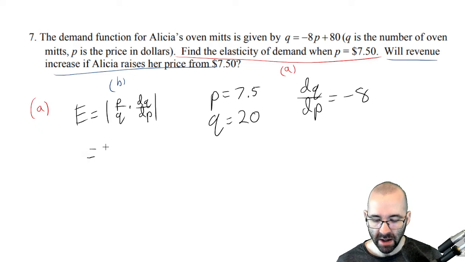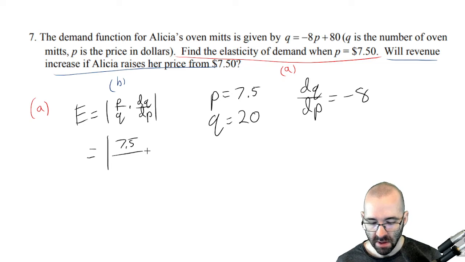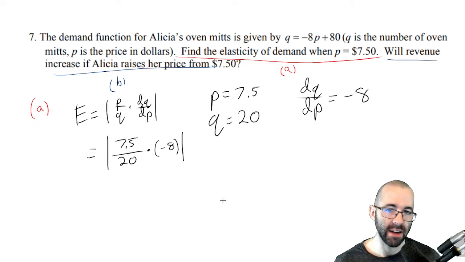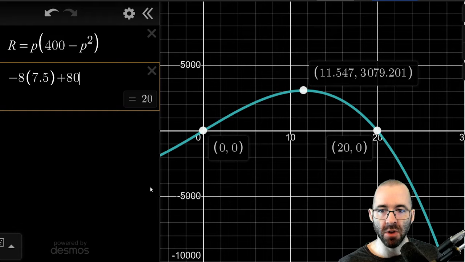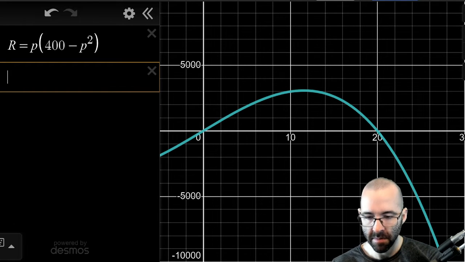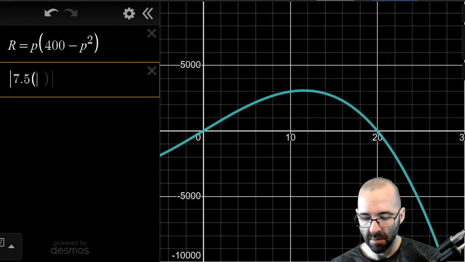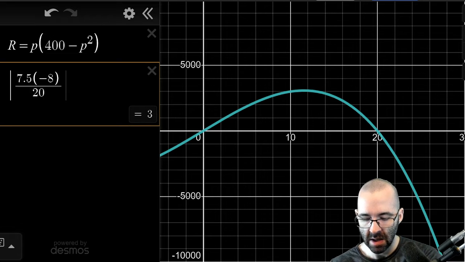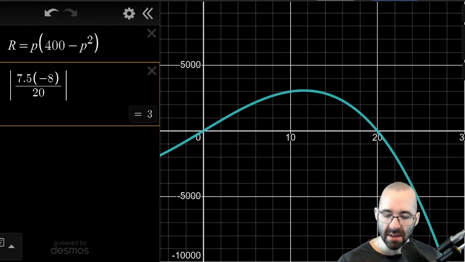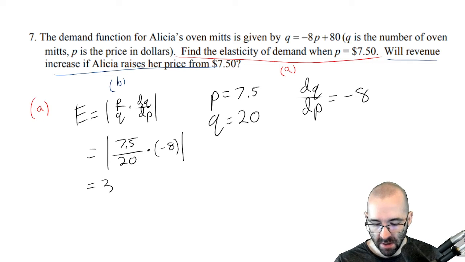Now we just plug everything in, and that's letter A. P is 7.5. Q is 20. The derivative is negative 8. Plug it in. 7.5 times negative 8 over 20. And you get elasticity of demand is 3.